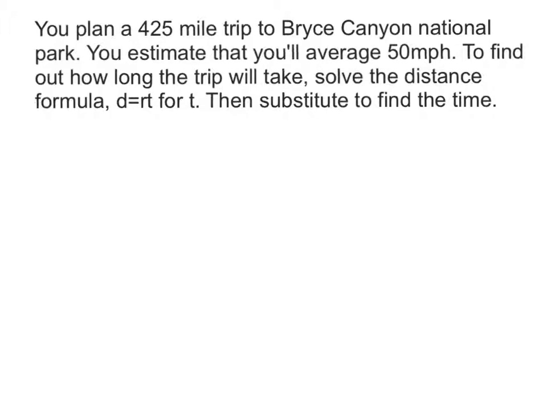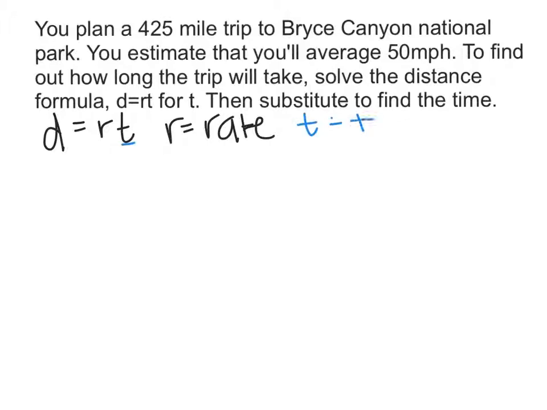Then substitute to find the time. Okay, first of all, let's look at this distance formula. In the equation, d equals rt, r is the rate, so our rate is, in this case, how fast we're going, or how fast we'll average, so 50 miles per hour. And t is for time, so how long it will take us. Okay, and the d, of course, is our distance, which we already know is 425 miles.